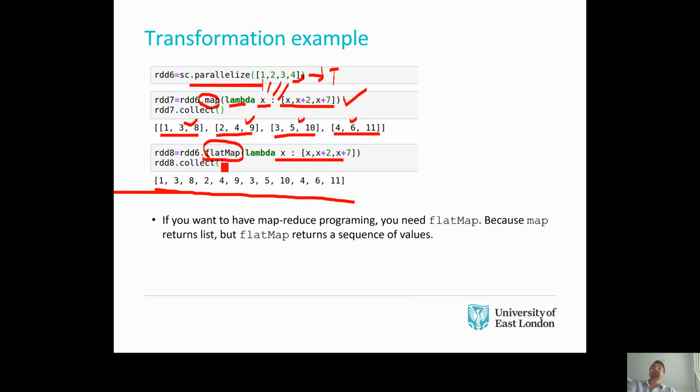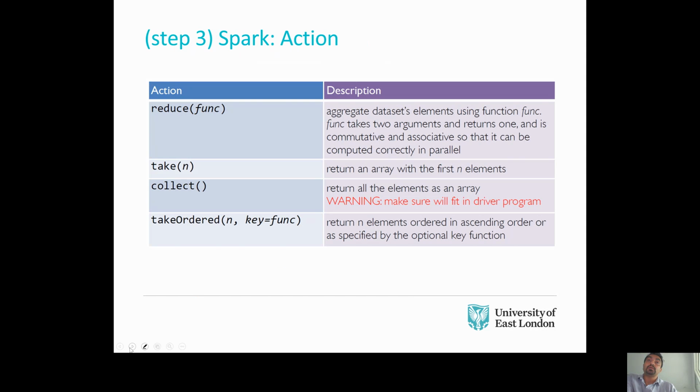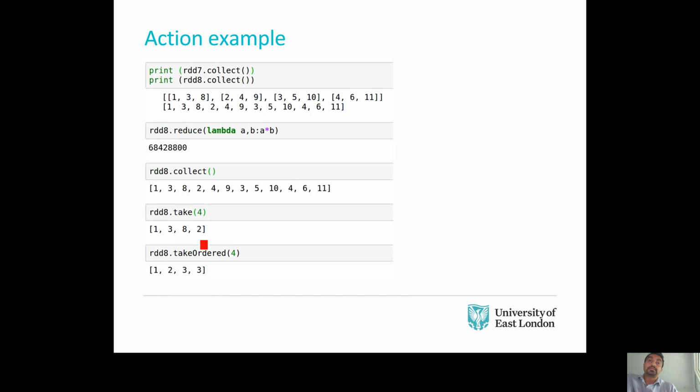This one, flatMap, guys, is suitable for map and reduce programming, where you have keys and values. This is an action: reduce, take, collect, takeOrdered. Let's practice these things. So, rdd7.collect. Guys, you can easily type rdd7.collect, or you can use print and then rdd7.collect. There is no difference. So it would be rdd7 and it would be rdd8.